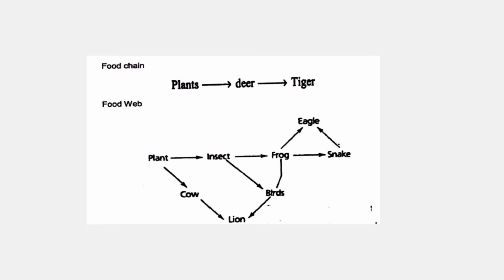Can you locate? Plant, insect, frog, snake. Snake eaten by eagle. Plant, insect, frog, eagle. Plant, insect, birds, lion. Plant, cow, lion. Then plant, insect, frog, birds, lion.